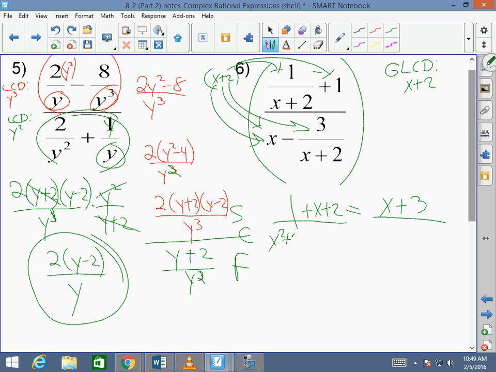X squared plus 2x. You just saw something, didn't you? I saw that excited look in your face. You just clicked for it, didn't it? Super proud of you, bro. That's a good feeling. All right.